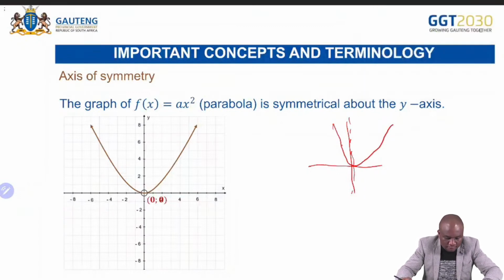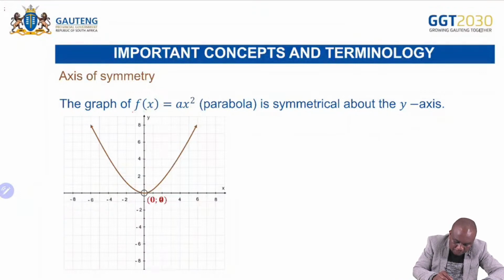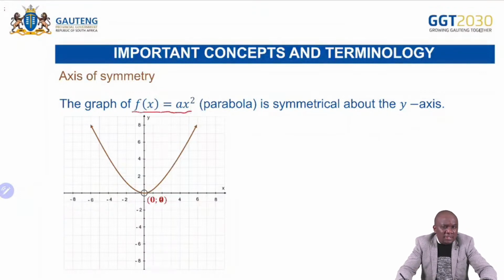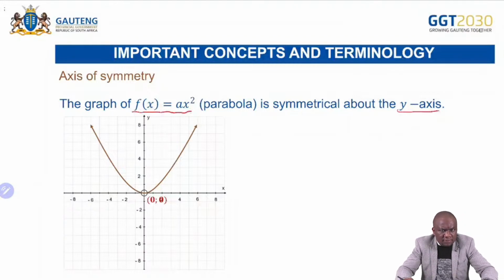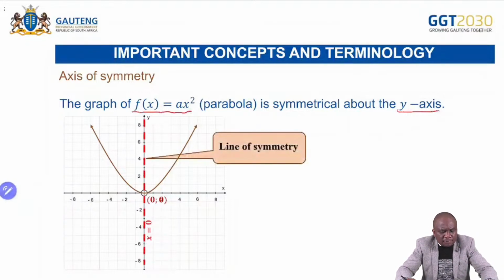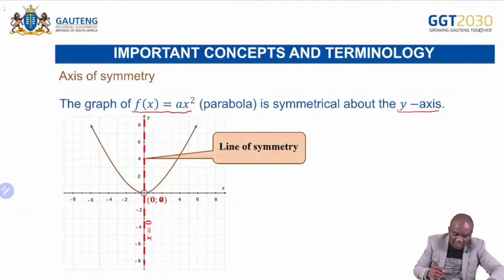Okay? So for the graph of f of x is equal to ax squared. Remember, a can be half, so half x squared, a can be 2x squared, a can be 4x squared, a can be -3x squared, something like that. So the graph of f of x is equal to x squared is symmetrical about the y-axis. It means the y-axis divides the graph into two equal parts. That's very important, because I've seen this.